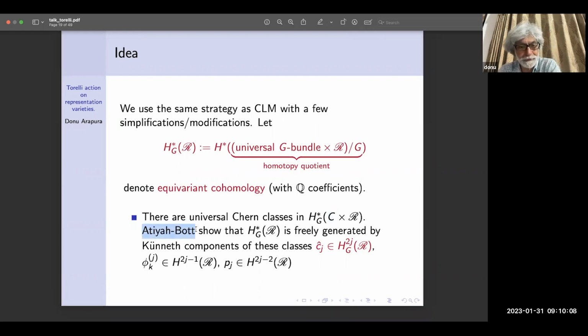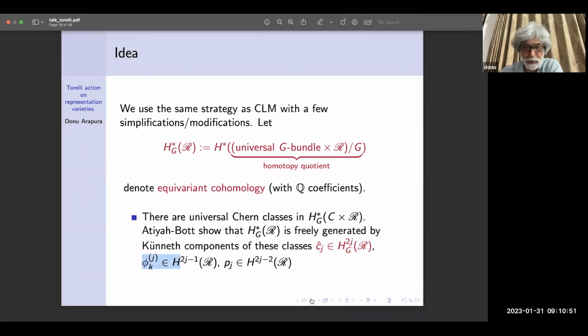So Atiyah and Bott, in their famous paper on Yang-Mills on Riemann surfaces, analyze the structure. Well, they don't directly do this, but their results imply this. They analyze the structure of this equivariant cohomology, and they find that it's freely generated by the Künneth components of these universal Chern classes. The notation is a little bit ugly, I apologize, but the only one we have to keep track of for later is the one I marked in red, c_j hat, and then these other ones are the other factors.